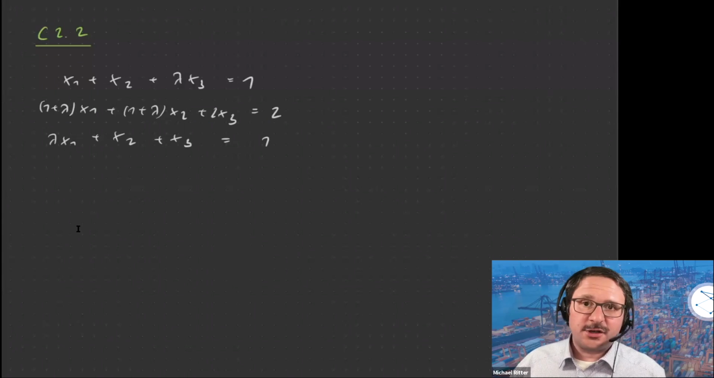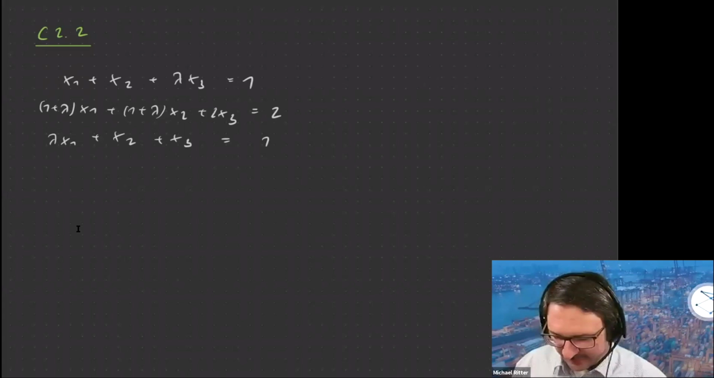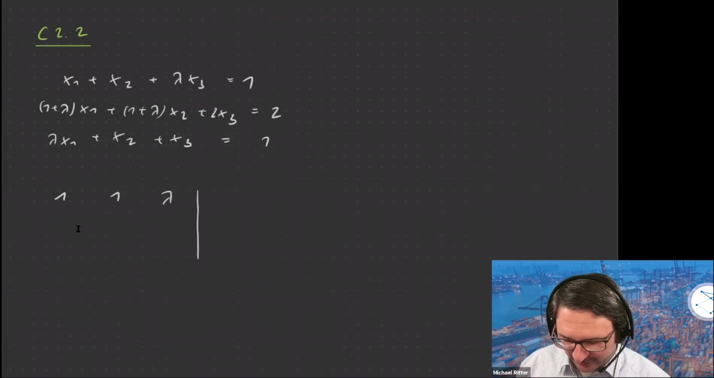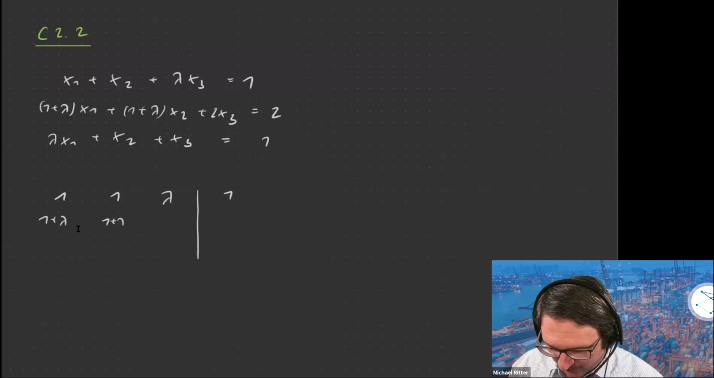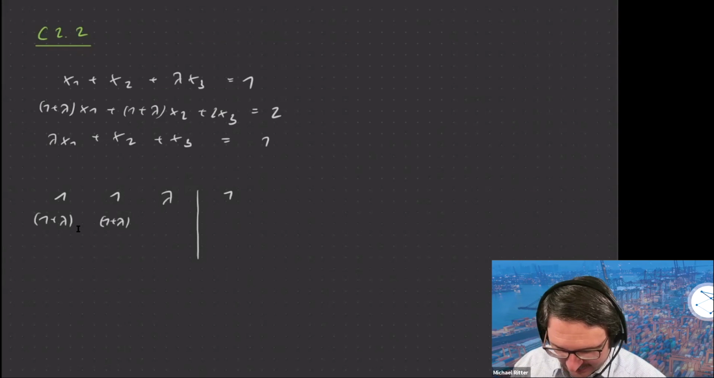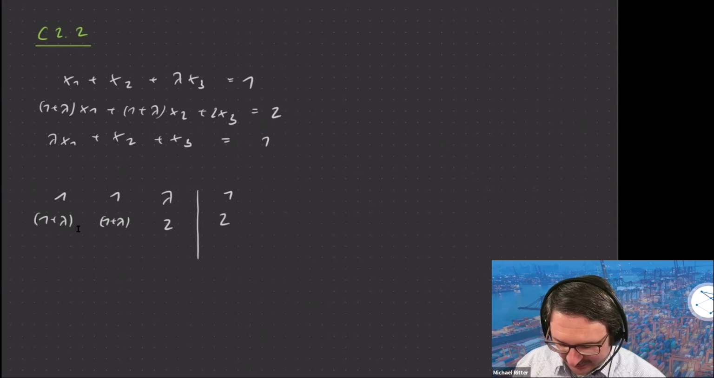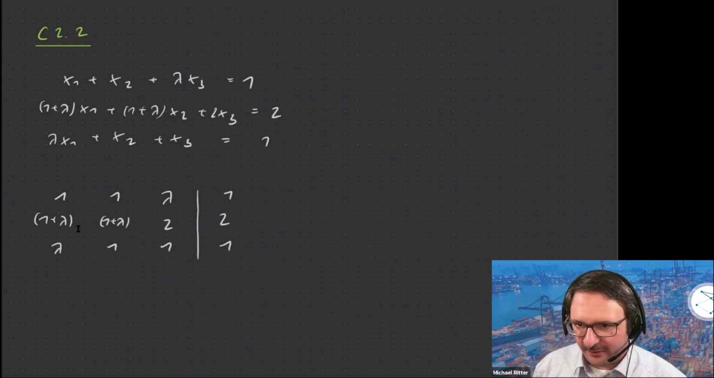And I can, again, just solve it by Gaussian elimination. So I'm putting that in a Tableau. And the Tableau is, for the first row, we get 1, 1, and lambda on the left-hand side and 1 on the right-hand side. For the second row, we have 1 plus lambda, 1 plus lambda, and 2 for the left-hand side and a 2 on the right. And for the third row, we have lambda, 1, and 1, and a 1 on the right-hand side.